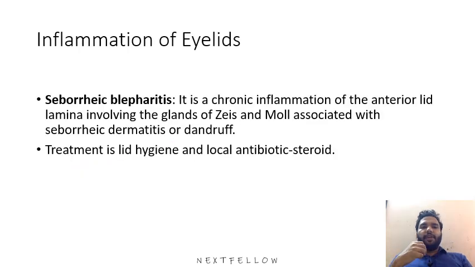So inflammation of eyelids are basically seborrheic blepharitis. It's a chronic inflammation of the anterior lid lamina involving the glands of Zeiss and Moll associated with seborrheic dermatitis and dandruff. Basically, we treat it with lid hygiene and local antibiotic steroid ointment or drops. Lid hygiene basically involves cleaning of the eyelashes as well as using hot compress and then massaging on the eyelid.